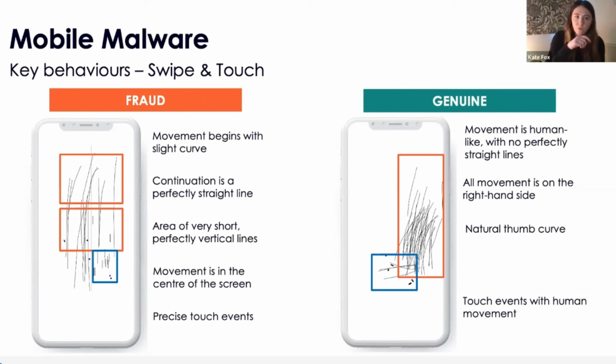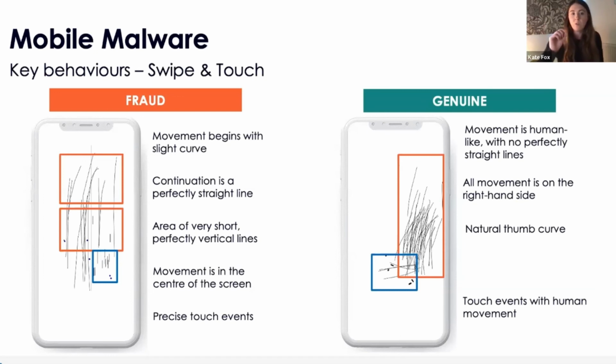Also, with the touch events, you can see the little dots there. They're very precise on the fraud session, which again suggests that it's potentially not human behavior, and they're in the center of the screen. If you look at the genuine side, a lot of the lines are curved, which makes sense given how you swipe on your mobile phone, and they're predominantly on the right-hand side. I know that when I pick up my phone, being right-handed, I probably swipe more on the right-hand side than the left. So we were able to establish that the swipe events in this fraud session were very different to what the genuine user looked like. If you're left-handed, you'd probably swipe more on the left-hand side.